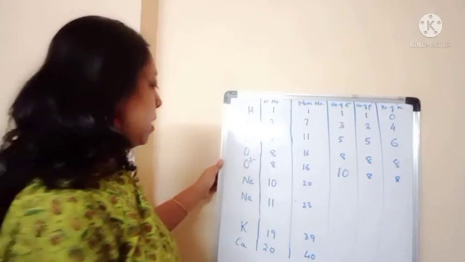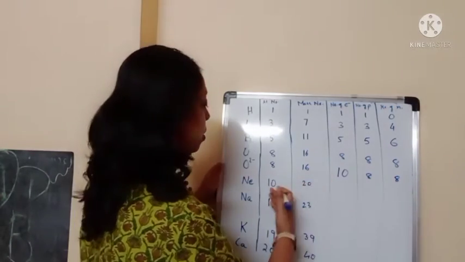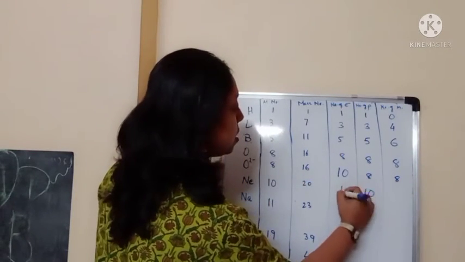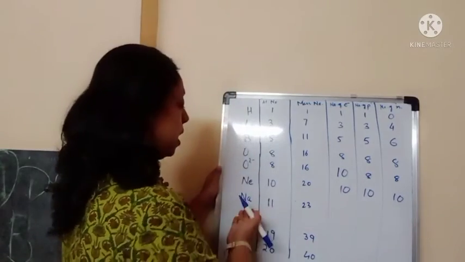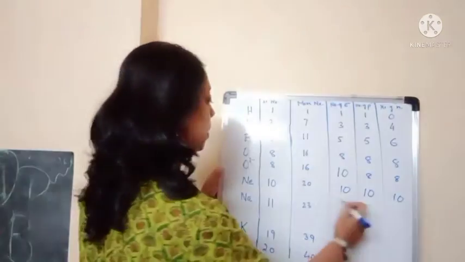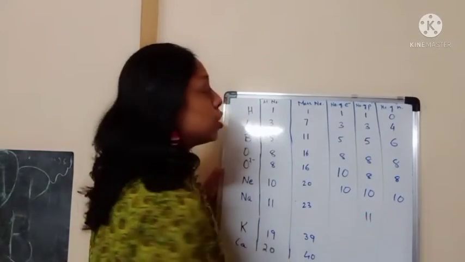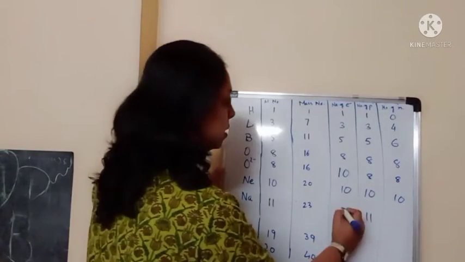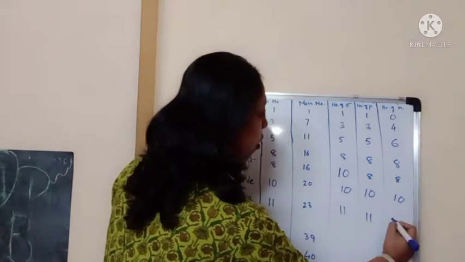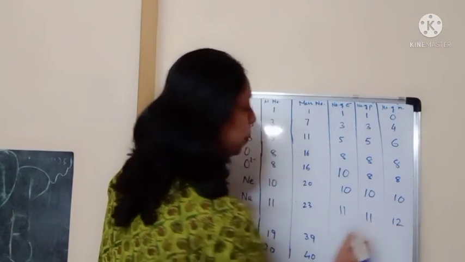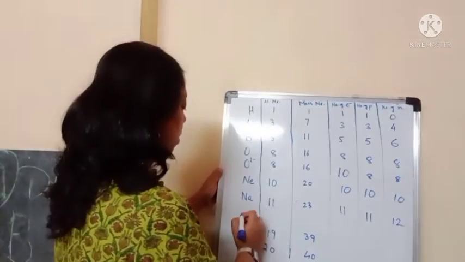Okay, so now we have neon. For neon, 10 will be the number of protons and number of electrons, and 20 minus 10, again the number of neutrons is 10. Let's take sodium. Sodium's atomic number is 11. So the number of protons is 11, the number of electrons will be 11, and your number of neutrons will be 12.